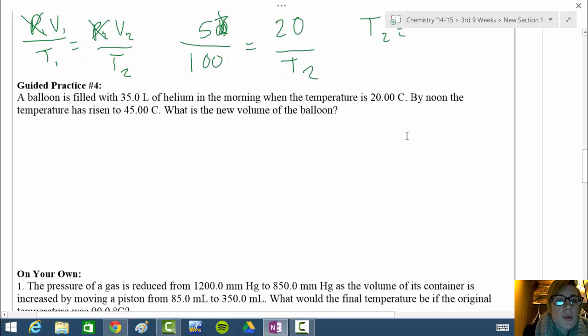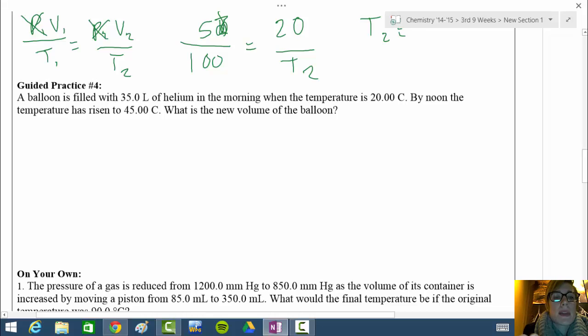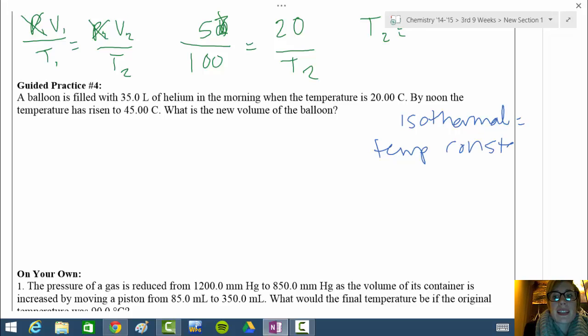So our last problem, guided practice number 4, we have something else held constant. If you ever see this term, isothermal, it means that temperature is constant. So basically you could take temperature out of the equation. Something else I want to mention, if you ever see STP, remember that that would mean your temperature is 0 K and your pressure is 1 atmosphere.